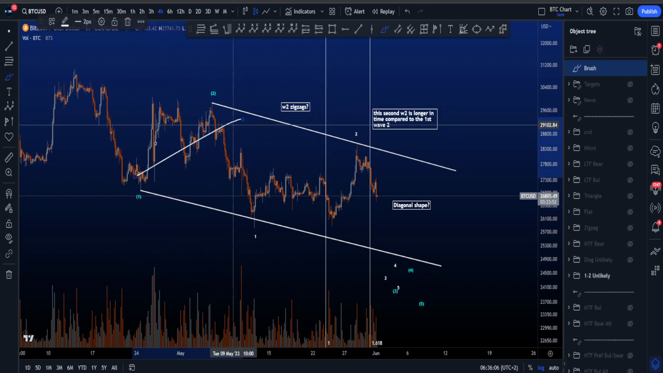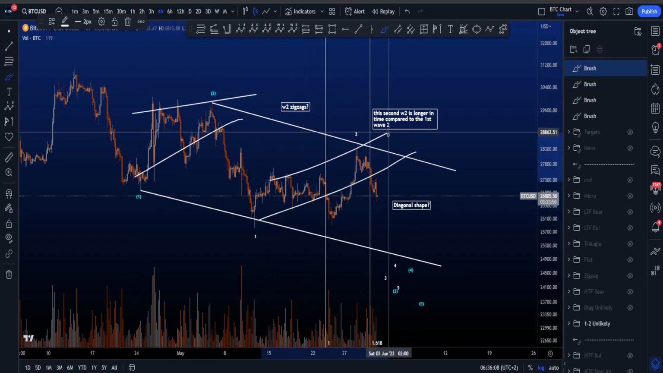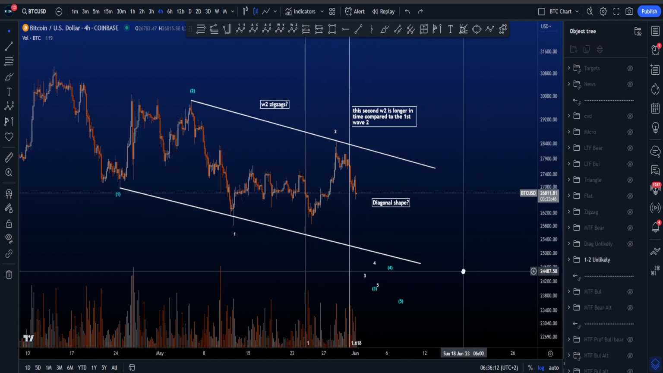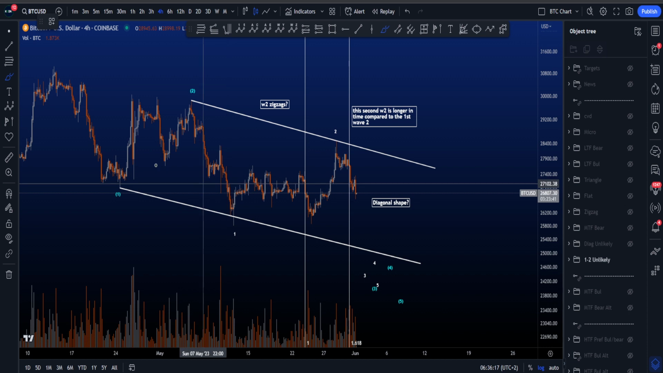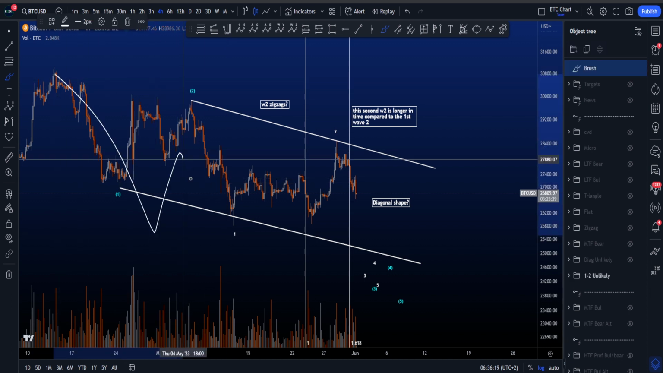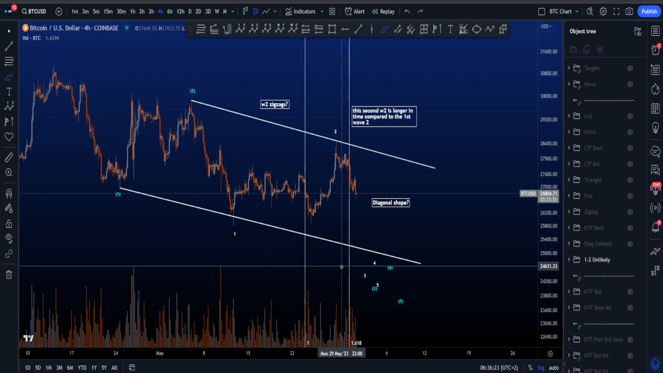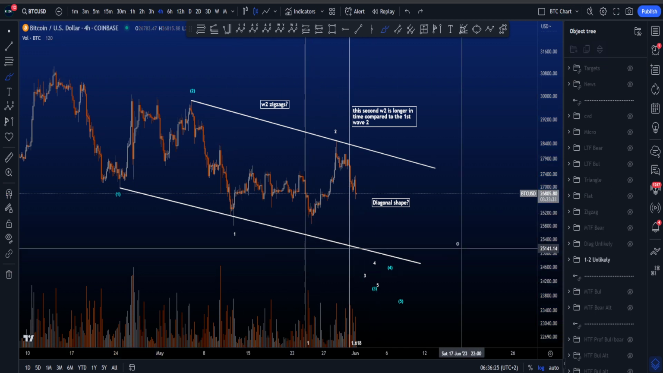But as you can see, so far these corrections have been very sideways and taking a lot of time, which again is not really something you want to see in a 1-2-1-2 scenario, because a 1-2-1-2 should be very, very bearish. So it should be a quick impulse, relatively short corrective structure, and then a quick impulse. That is what you see most commonly in a 1-2-1-2 scenario.